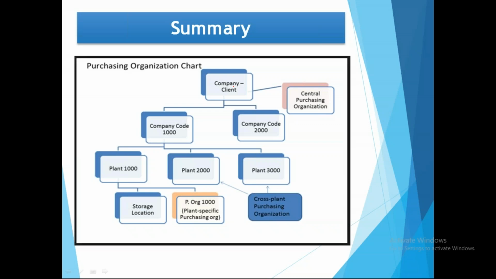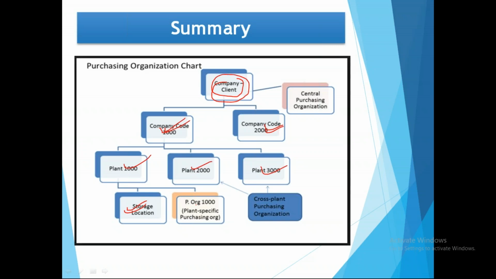First we will have the client. Under the client you will have the company codes. Under the company code you see there are three plants. Under the plant you will have storage locations.